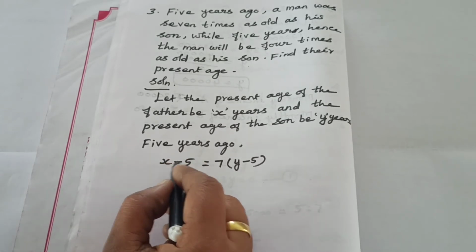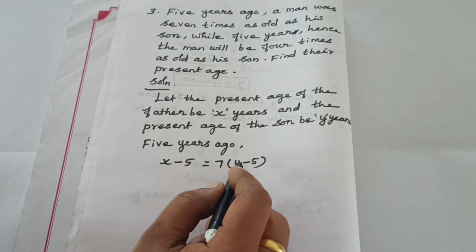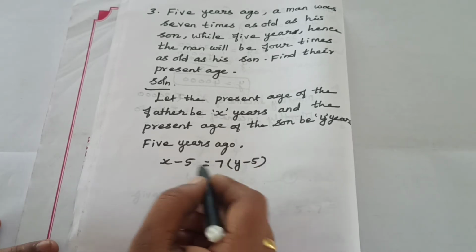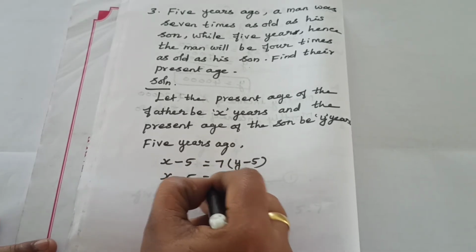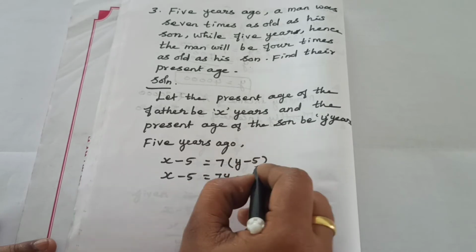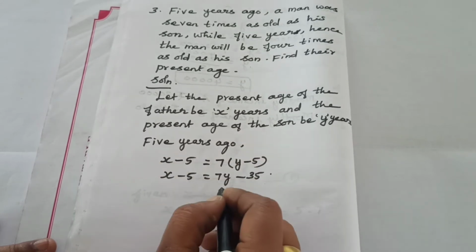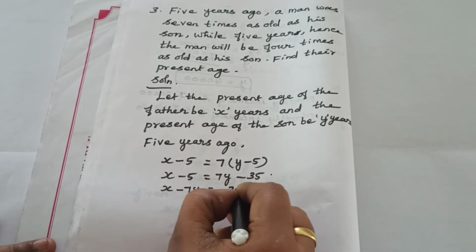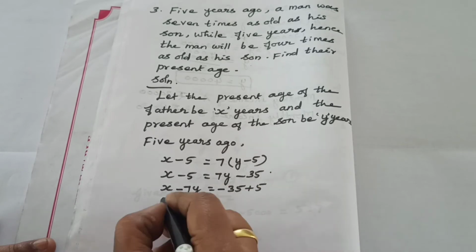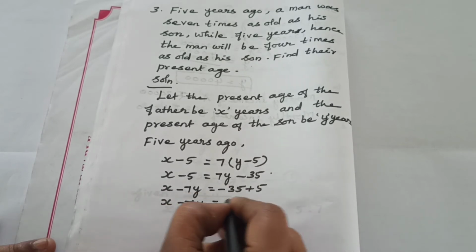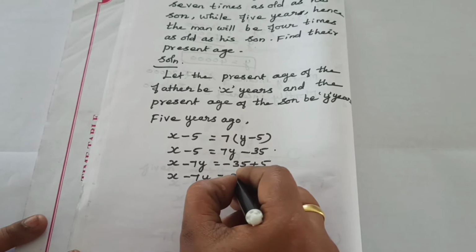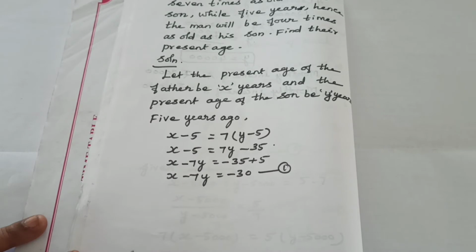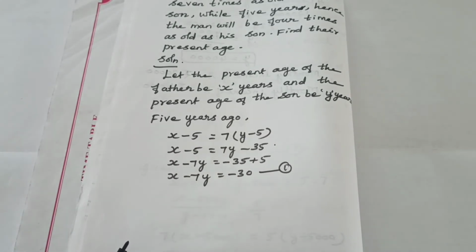Like that here, x minus 5 is equal to 7 into that son's age, that means y minus 5. Okay, and then multiply: x minus 5 is equal to 7y minus 7 fives are 35, isn't it? And then the y term we have to bring here: x minus 7y is equal to minus 35 plus 5, is equal to minus 30. Am I correct? That is equation number 1. One equation we got.